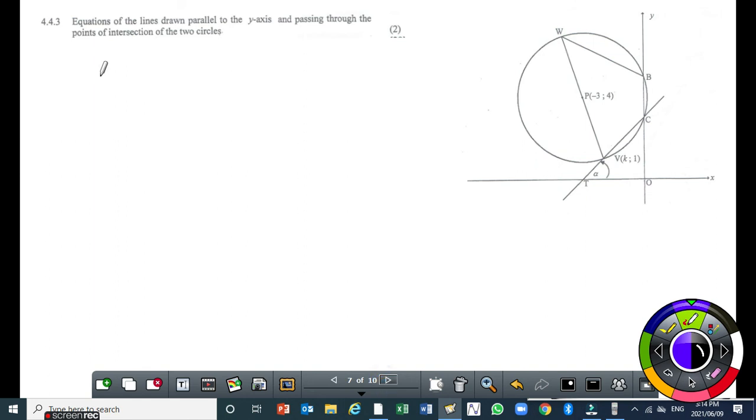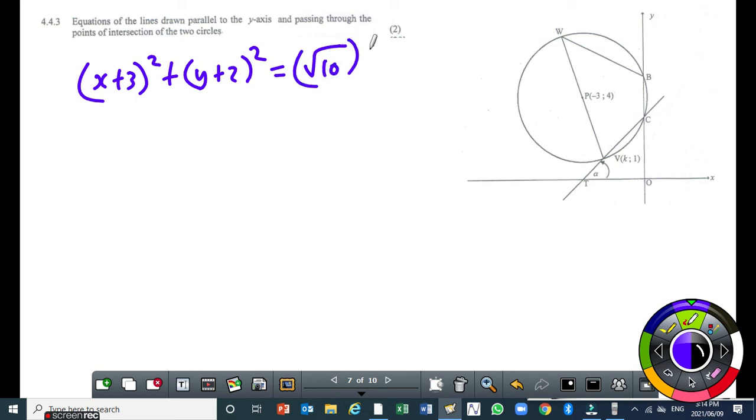So our equation is x plus 3. Now, be very careful here. Let's see which equation we can use. But anyway, you can use any of the two equations of the circle. So I use x plus 2 squared plus y plus 2 squared equals the square root of 10 all squared. Where there is y here, I'll put 1 there. So if I put 1, I'll get x plus 3 squared plus 1 plus 2 squared. That's equal to 10.